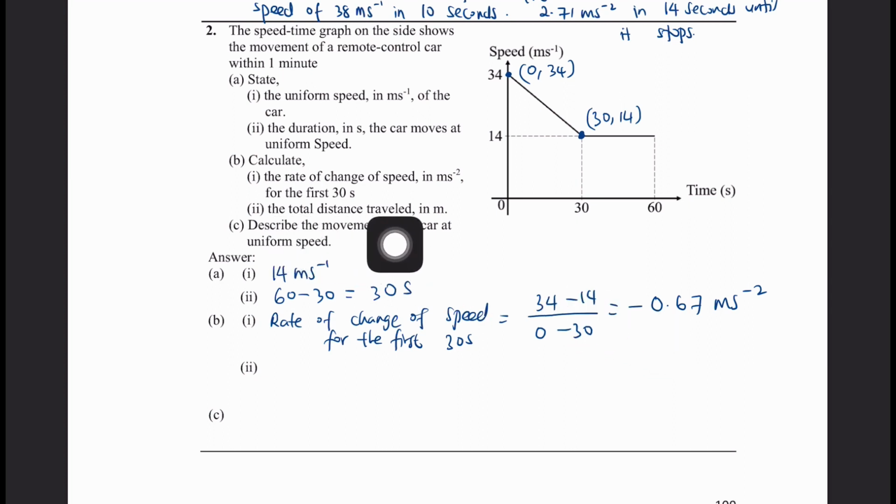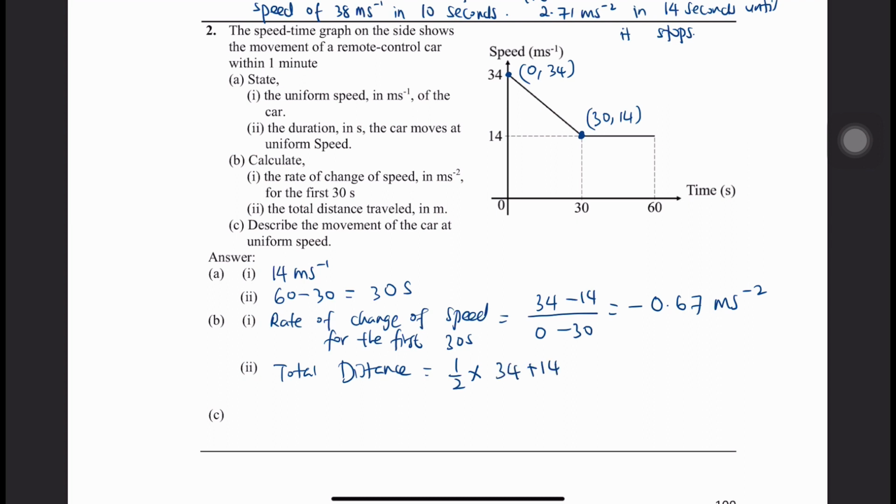The total distance travel in meter. So dia nak total distance. So maksud dia hasil tambah 2 ni lah. Okay, so total distance is equals to, okay, area of the trapezium. So 1/2 times 34 plus 14 times 30 plus, okay, area of this rectangle 60 minus 30 is 30 times 14. Okay, so press your calculator. So akan dapat 1140 meter.